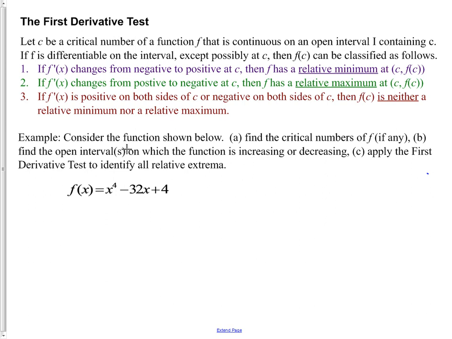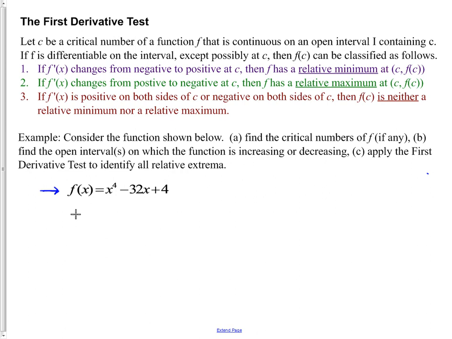So as an example, let's consider a function like this one. Our first job is to find any critical numbers. Our second job is to find any open intervals on which the function is increasing or decreasing, and then use our first derivative test to identify all relative extrema. We don't even need a graph to carry this out. First of all, f of x is continuous over all real numbers, so we don't need to worry about any closed interval. We know that it is continuous.